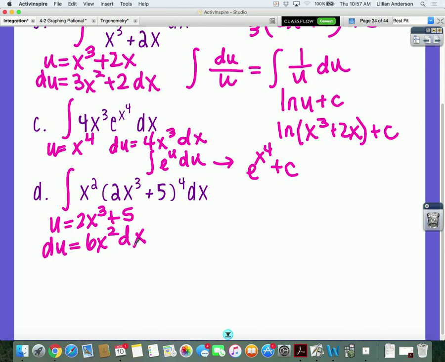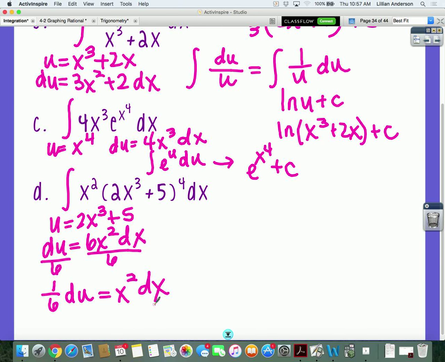How do I get rid of the 6? Divide by 6. Yeah, just do a step. When in doubt, divide. Okay? So what's going to happen is when you go to plug everything in, you're going to plug in not just a regular du, but a 1/6 du to take care of that x squared dx.